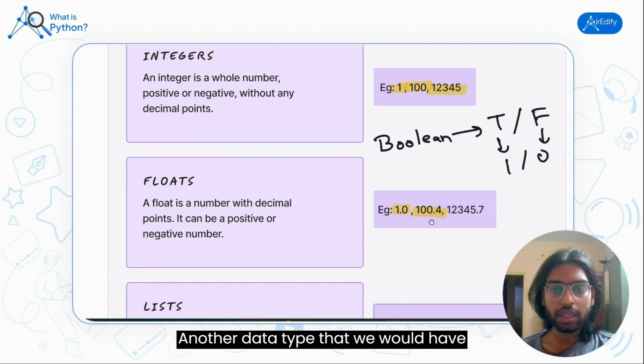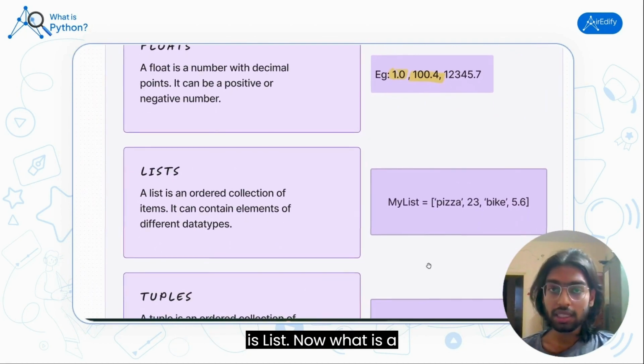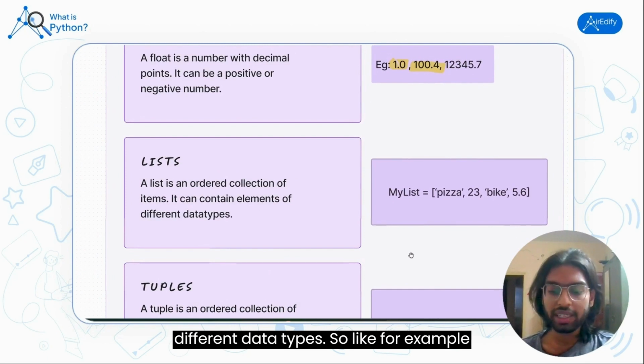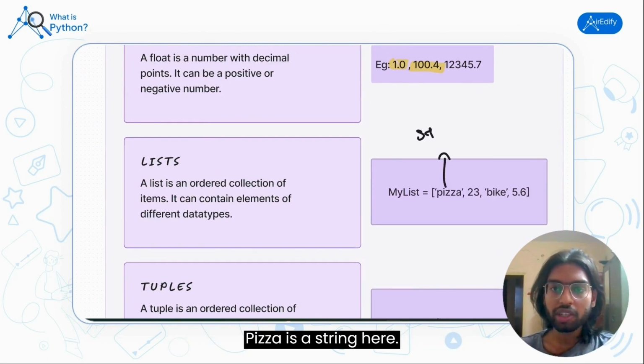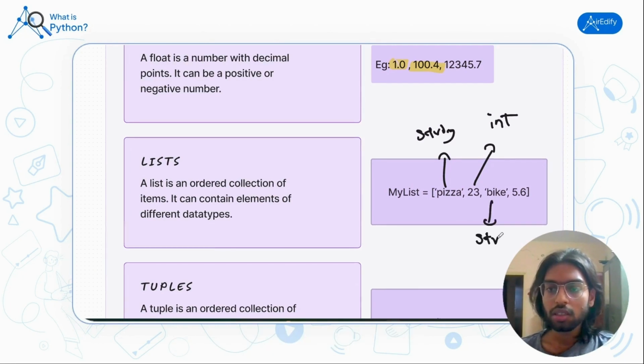Another data type that we would have is list. Now, what is a list? As the name suggests, list is a collection of things or items. So it can contain elements from different data types. So, like for example, pizza is a string here. Your 23 is an integer, int. Now your bike is also a string. Then your 5.6 is a float.